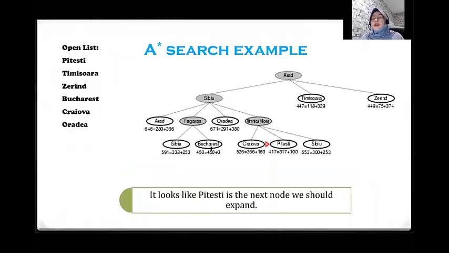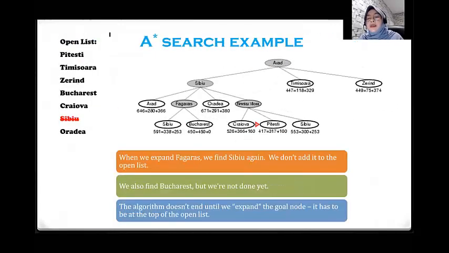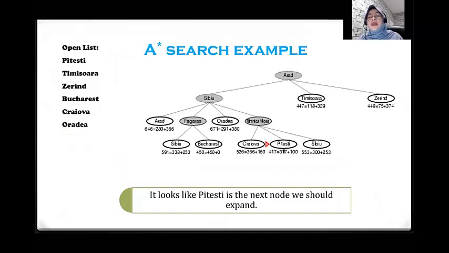So now we open the next. From here, we find that Pitesti is the shortest city to travel. The next city to be visited is Pitesti. So we need to open Pitesti as the next node. When we visit through Pitesti, we get 417. The rest is more than that. So it looks like Pitesti is the next node we should expand.